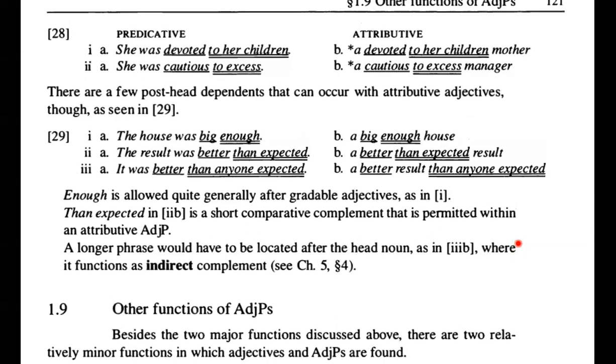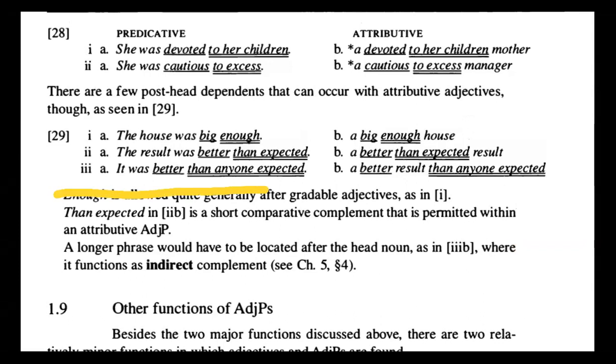So let's read also the following examples here. The house was big enough. The result was better than expected. A big enough house, a better than expected result. So enough is allowed quite generally after gradual adjectives here. Pay attention to this point.